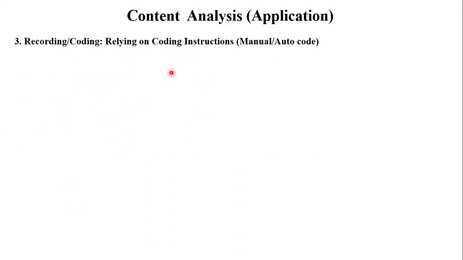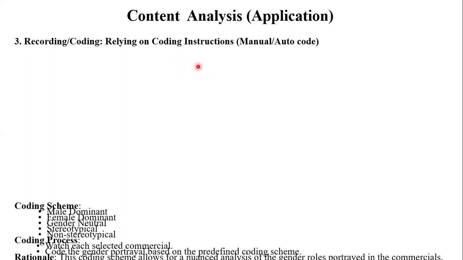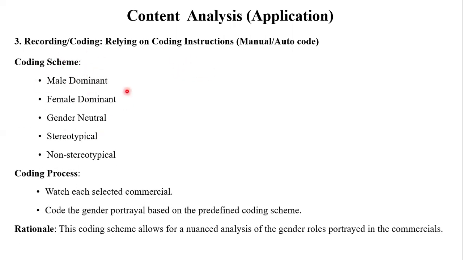The third step would be the coding scheme or coding instruction. We can create codes like male dominant, female dominant, gender neutral, stereotypical, non-stereotypical. Stereotypical means that sometimes males are portrayed negatively in some situations, while in other situations females are portrayed negatively. So we need to decide which coding scheme is represented in those commercials.